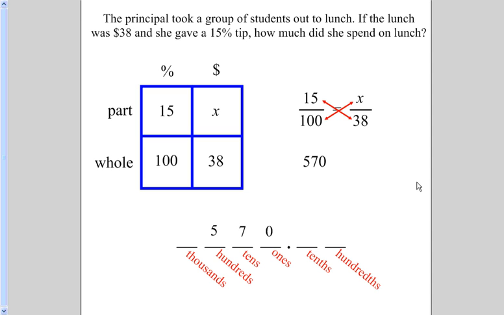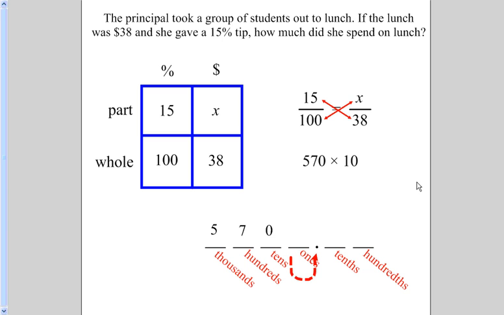Here is 570. So 5 hundreds, 7 tens, and 0 ones. So let's look at this a little bit. If we multiplied this by 10, what we would be doing is moving the decimal point 1 place to the right, and we can add a 0 there. So the 5 that was 5 hundreds is now 5 thousands, and the 7 that was 7 tens is now 7 hundreds. What we've done is multiplied by 10 and moved the decimal over 1 place.